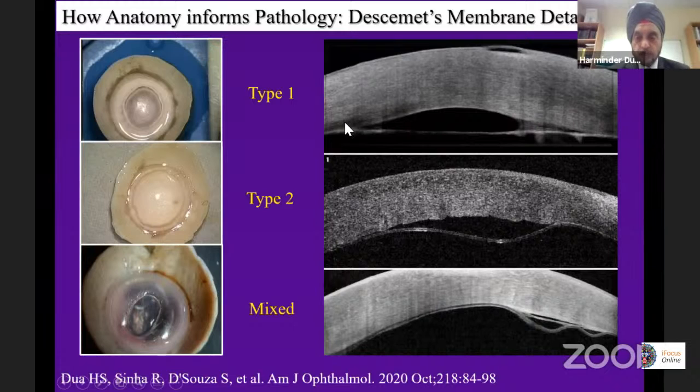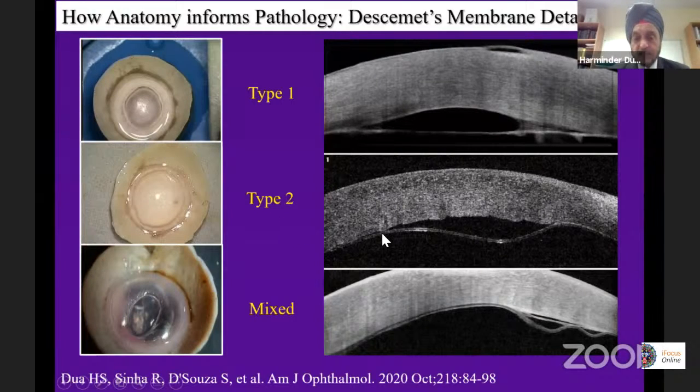It is like the chord of a circle, a straight line, and it is much more taut. It can be a type 2 bubble, which is like Descemet's membrane detachment only, and you see that double contour line I was telling you about. Or it can be like a mixed bubble. So you've got both of them detached and also separated from each other.